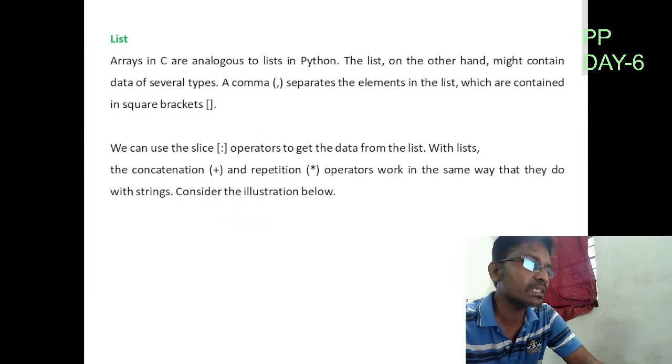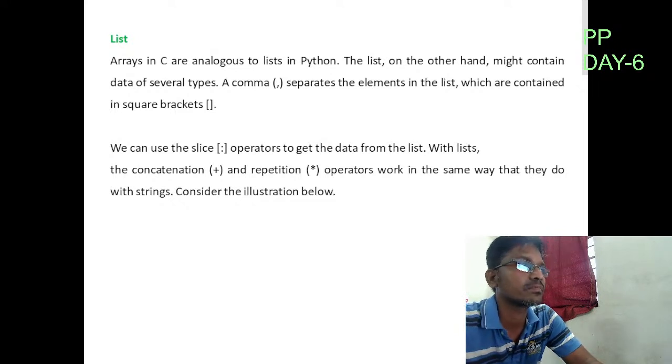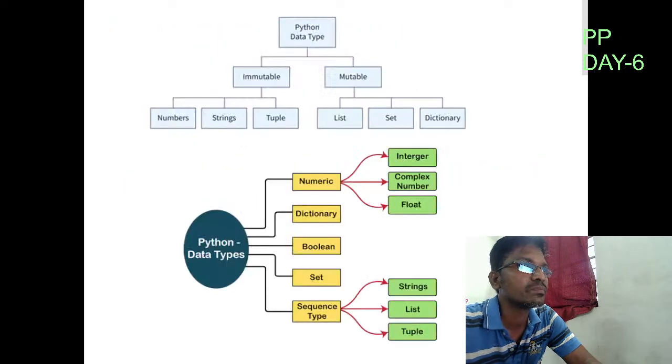And the next one is the list operator. So is the list a mutable or immutable data type? The list is a mutable data type, and the list is a sequence data type.